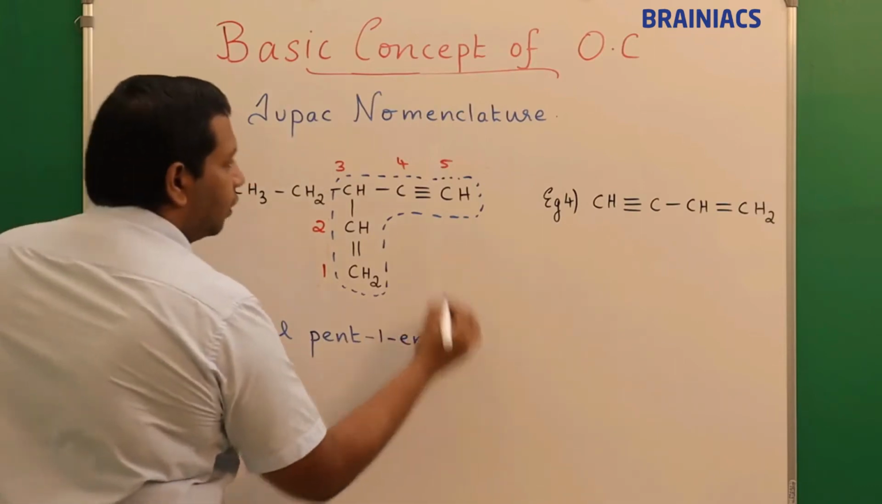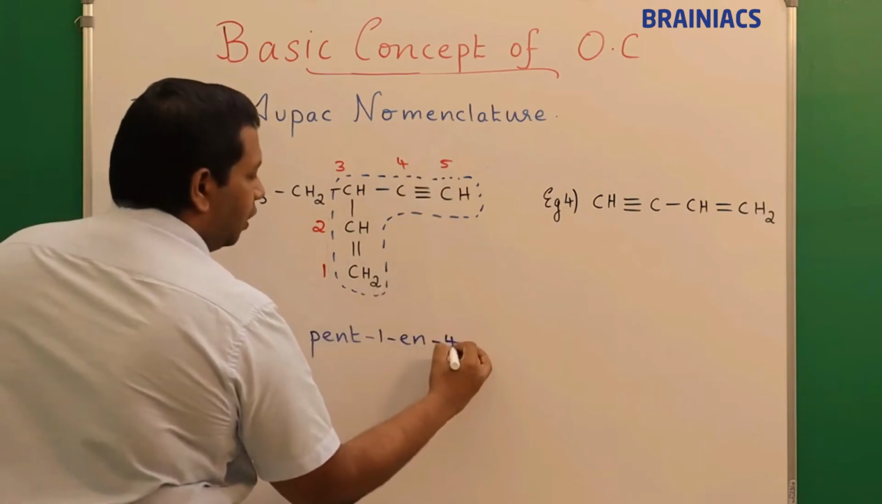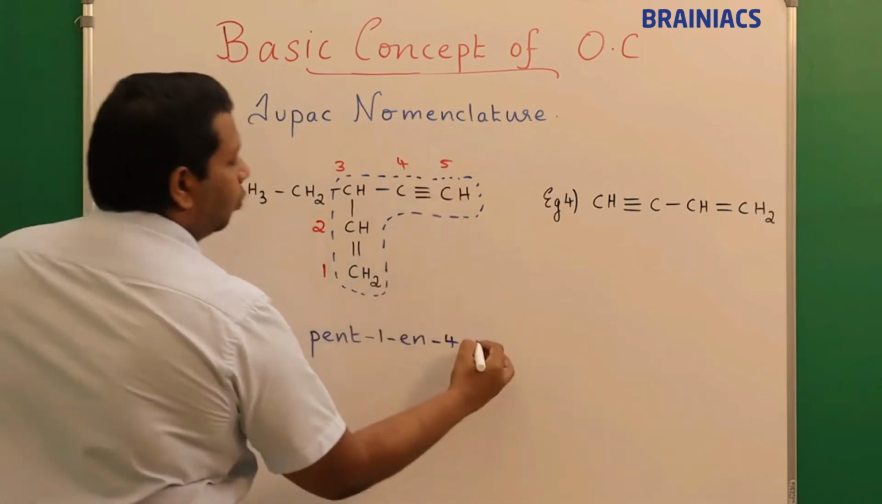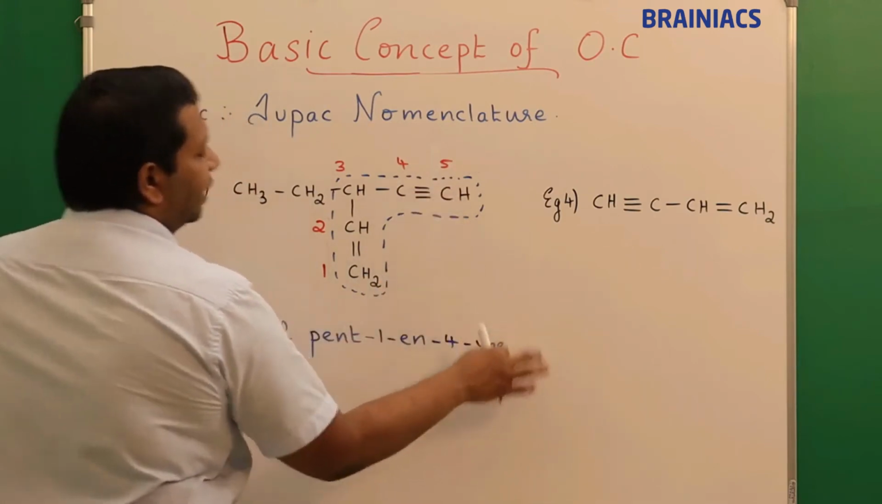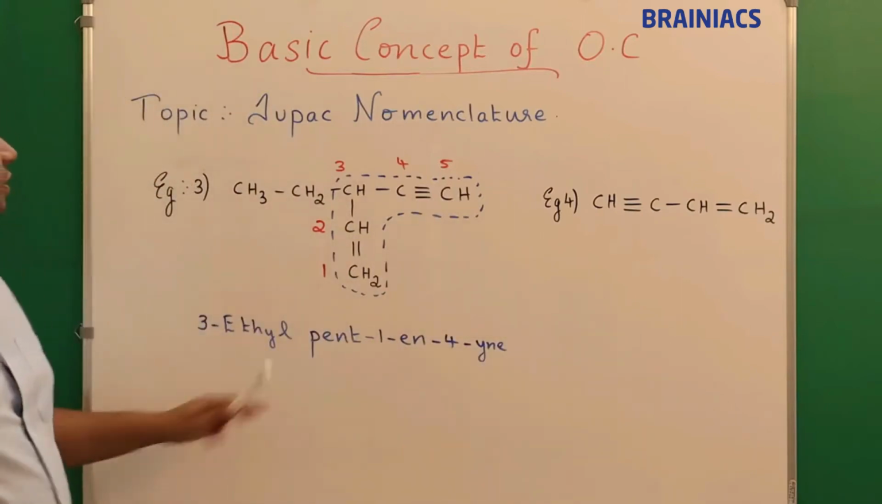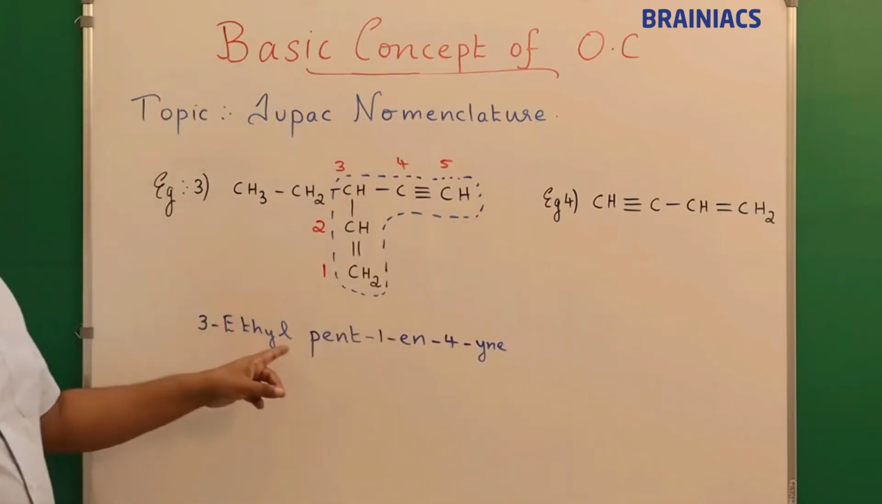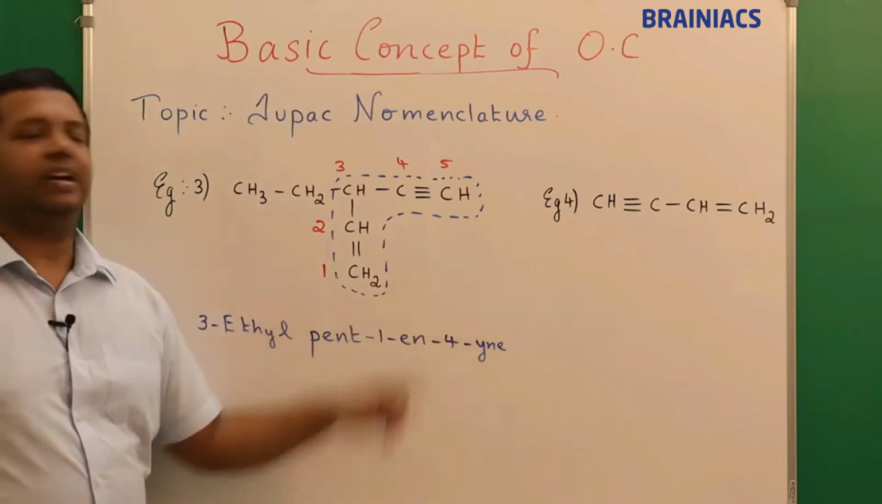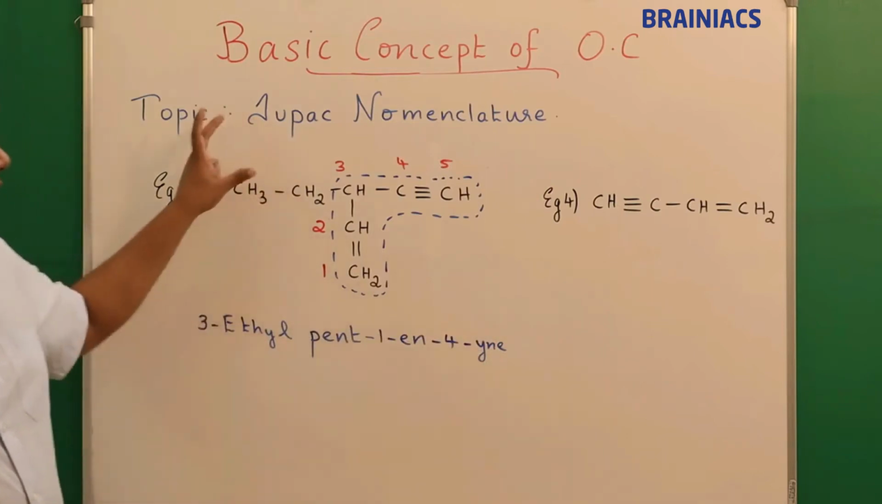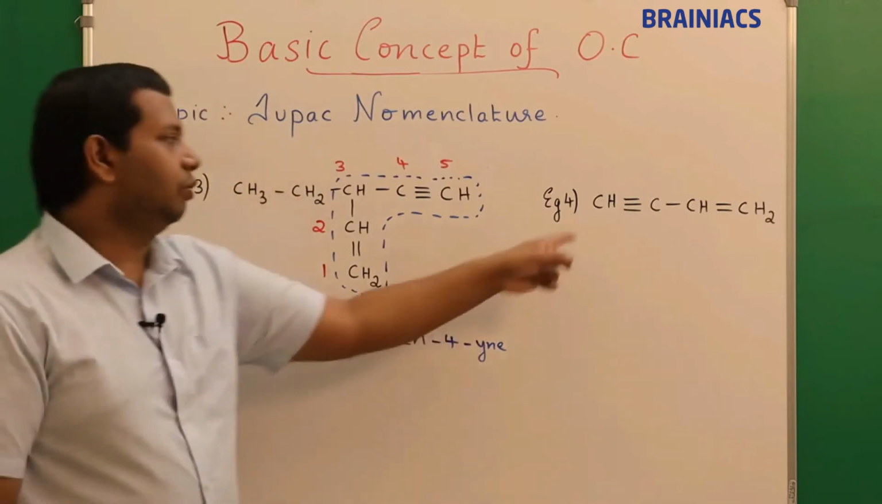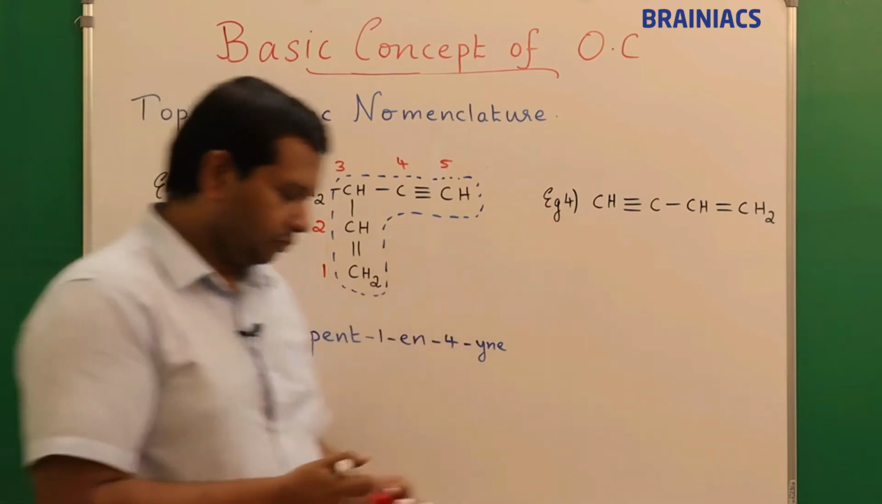Then again the position of the triple bond, that is 4, then hyphen, then yne, because there is nothing else at the end. So yne. So this is the IUPAC name: 3-ethylpent-1-en-4-yne. Understood? So this is the way you should do the IUPAC naming. Now we will go to the next example.